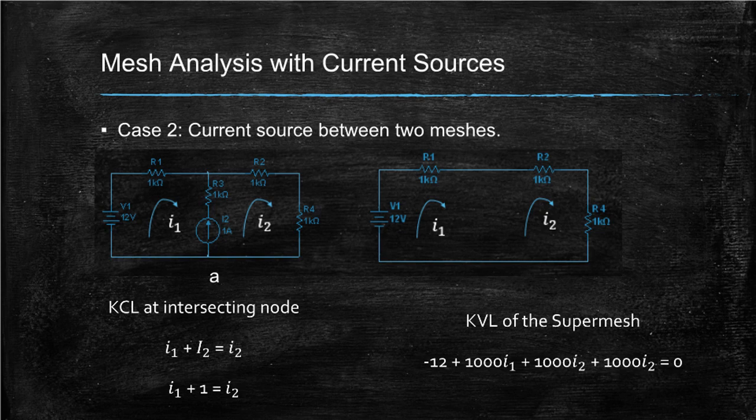Then the circuit will go back to its original form. This is where we will find the KCL of the node that intersects between the two meshes to use as an equation. The variables of the KCL and KVL should be the mesh currents, like in this circuit. But let me show you a more complex example.